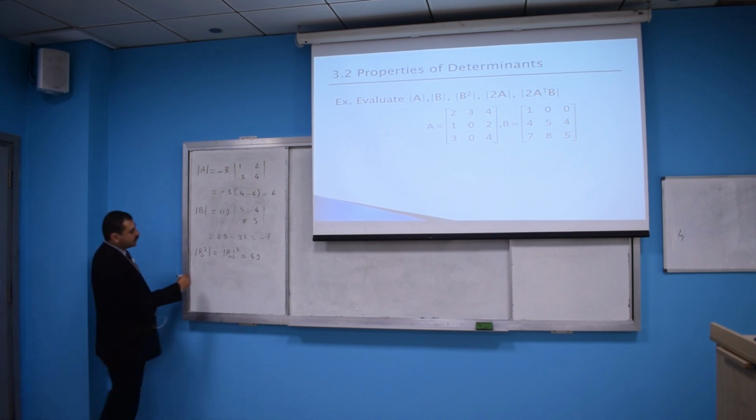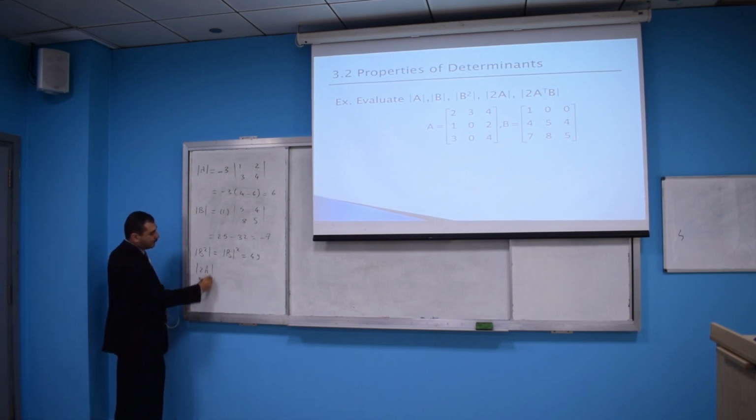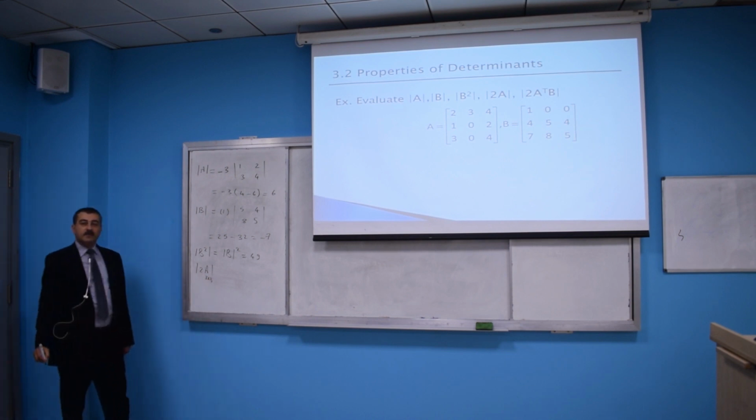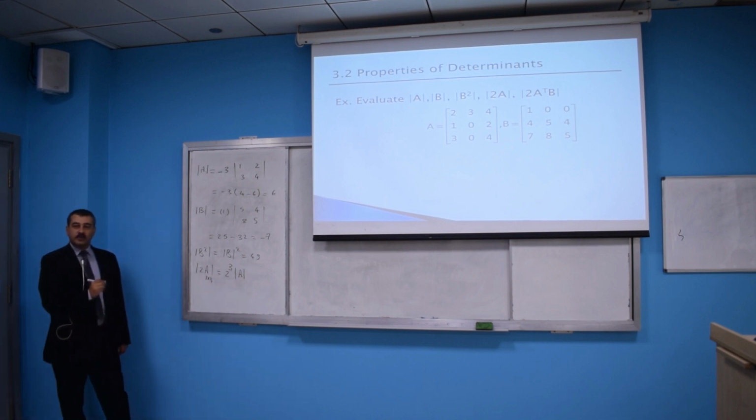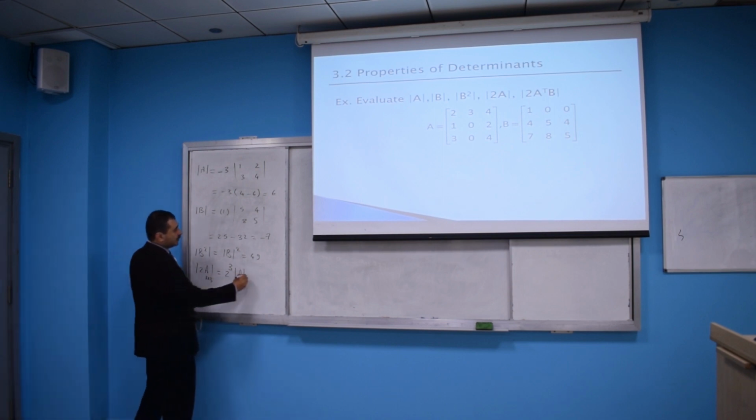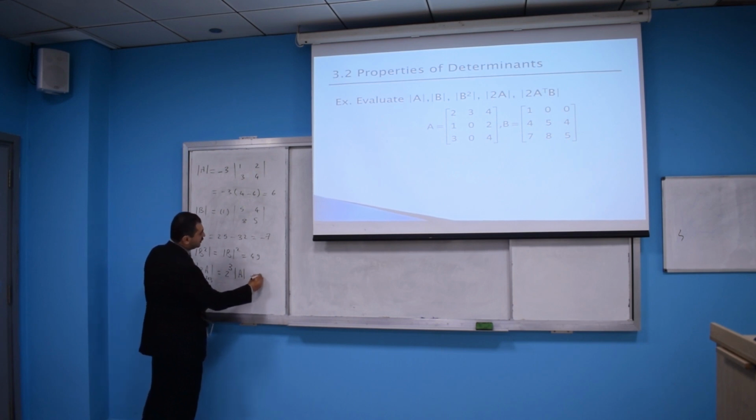What about determinant of 2A? And A here is 3 by 3. It would be 2 power 3 multiplied by determinant of A, according to the property. So this would be 8 by 6.